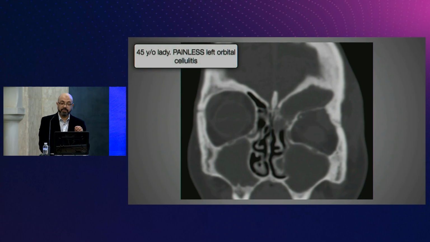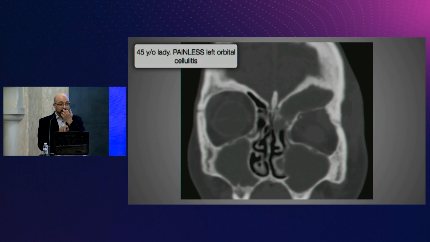A 45-year-old patient. This was a very interesting case. It took us a while to decipher what's happening here. Painless left orbital cellulitis. This is unheard of, right? With orbital cellulitis, the patient will be very unwell, septic, in severe pain. They don't even want to talk to you, right?